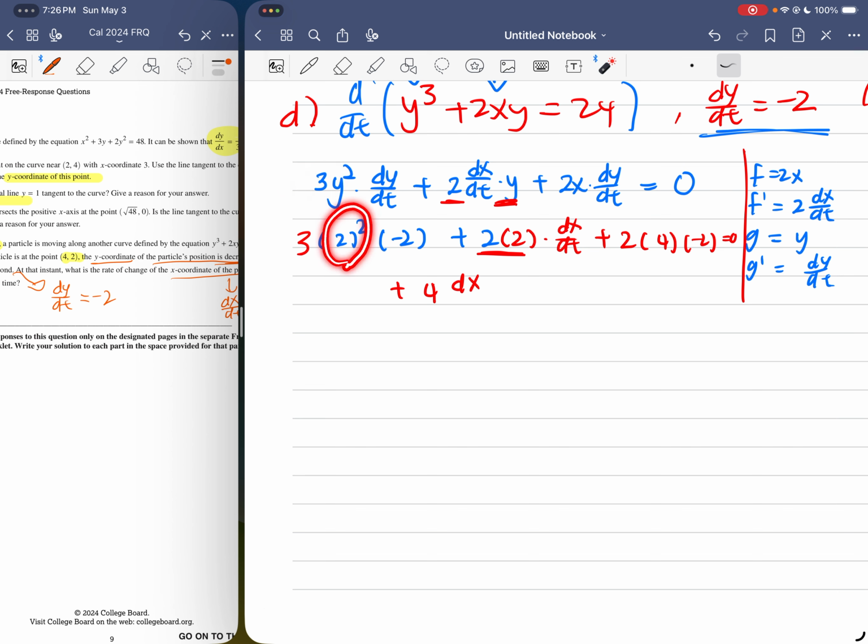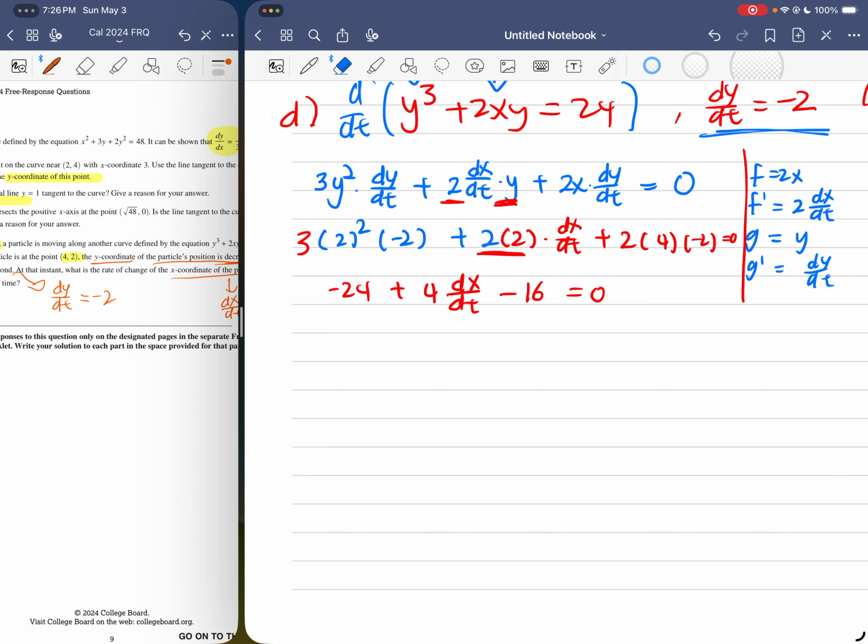2 squared is a 4. 4 times 3 is 12. 12 times negative 2 is negative 24. Nice catch. Proud of myself. Plus 2 times 4 is 8. 8 times 2 is 16, so it's not plus, it's negative: minus 16 is equal to 0.